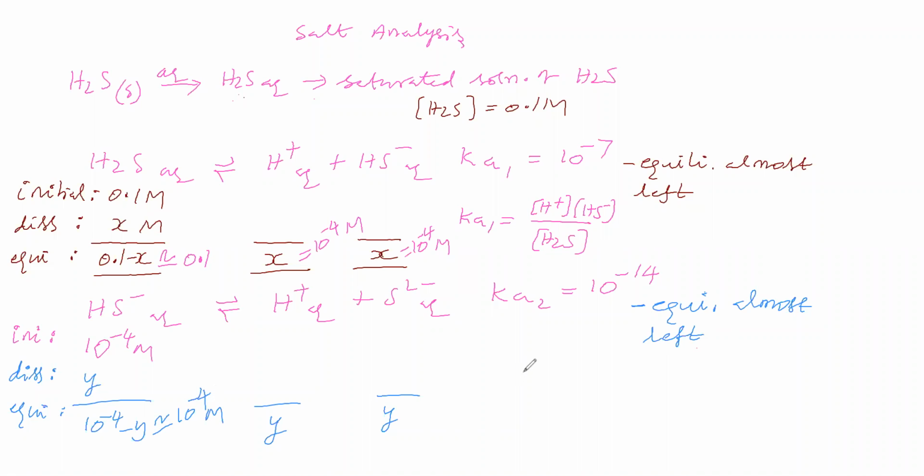Okay. Now we will see the Ka2 expression. In the numerator, we write right side terms, so H plus into sulfide. In the denominator, we write the left side term, bisulfide. Now we have written this. Okay. Now the bisulfide concentration is there.